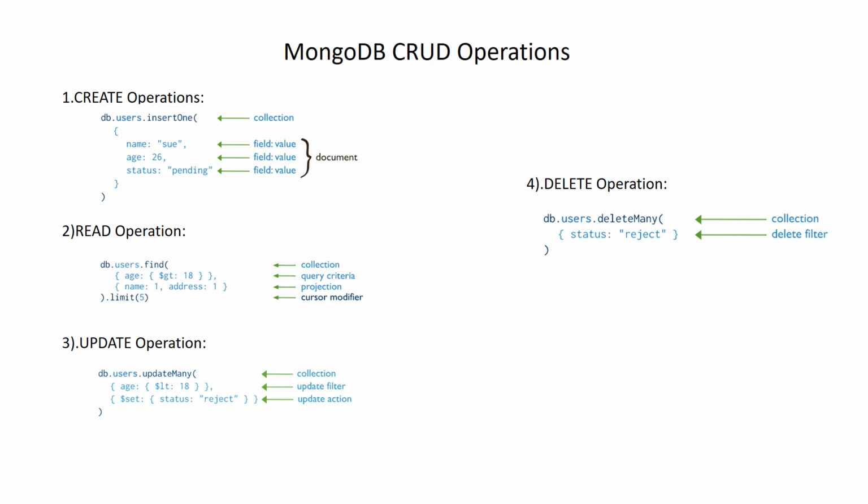Second, the read operation retrieves documents from a collection. The find command is used to read the data from the collection. Third is update. Update operations modify existing documents in a collection. Update one, update many, and replace one commands are used to update the data. Fourth, the delete operation removes documents from a collection.